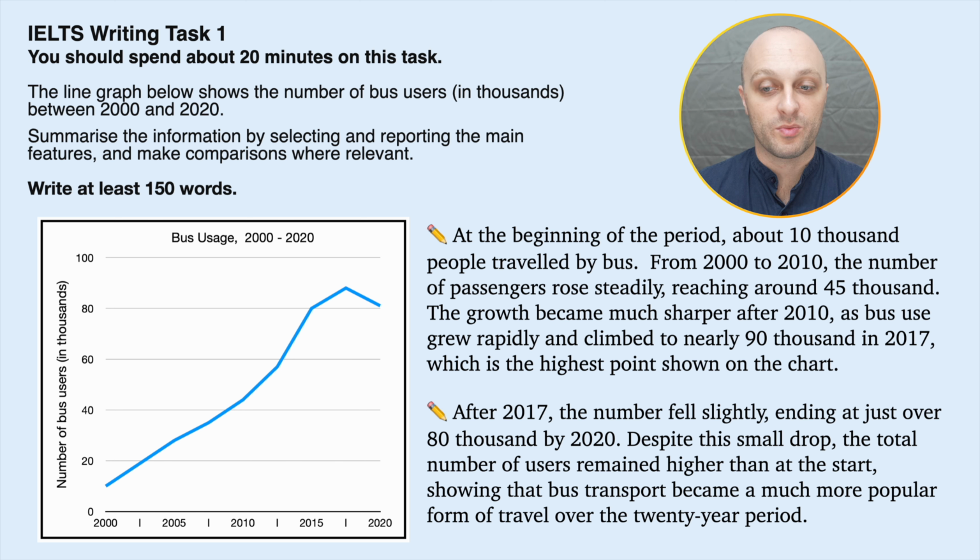Despite this small drop, the total number of users remained higher than at the start, showing that bus transportation became a much more popular form of travel over the 20-year period. All right, let's unpack. So paragraph 2, the first sentence talks about that dip, like I said, and then the second part of the paragraph really just compares the beginning and the end of the graph with figures, okay?